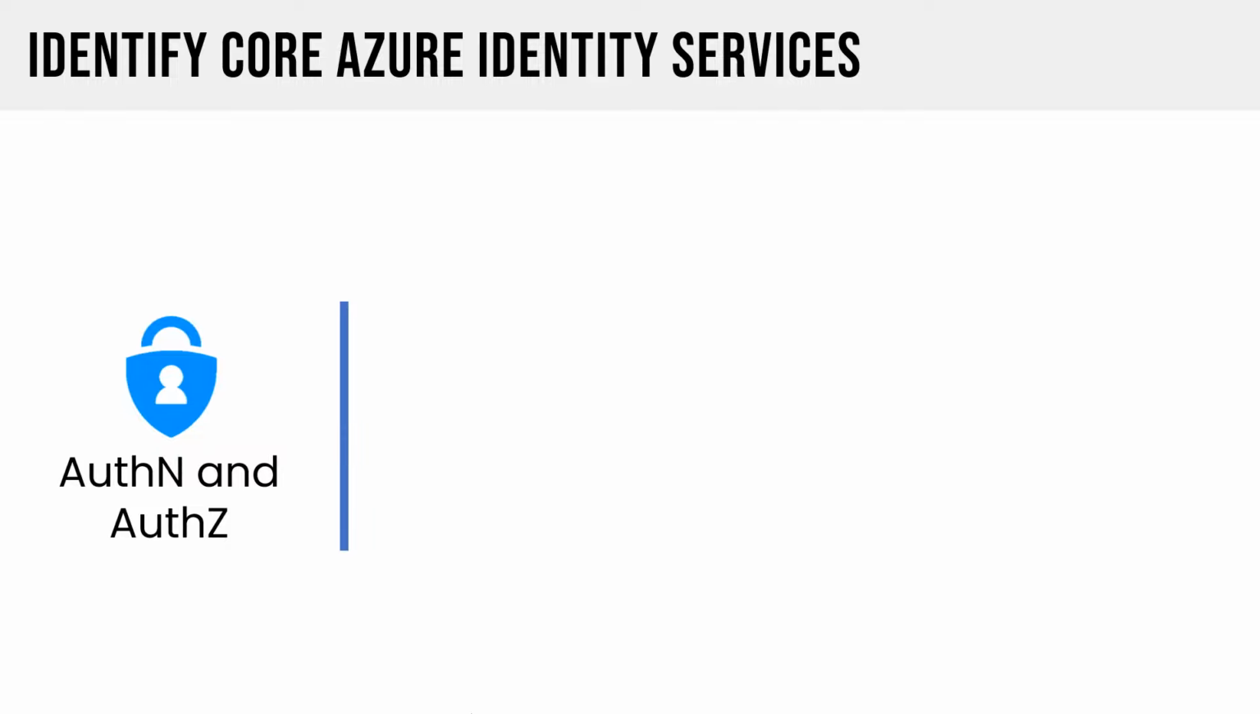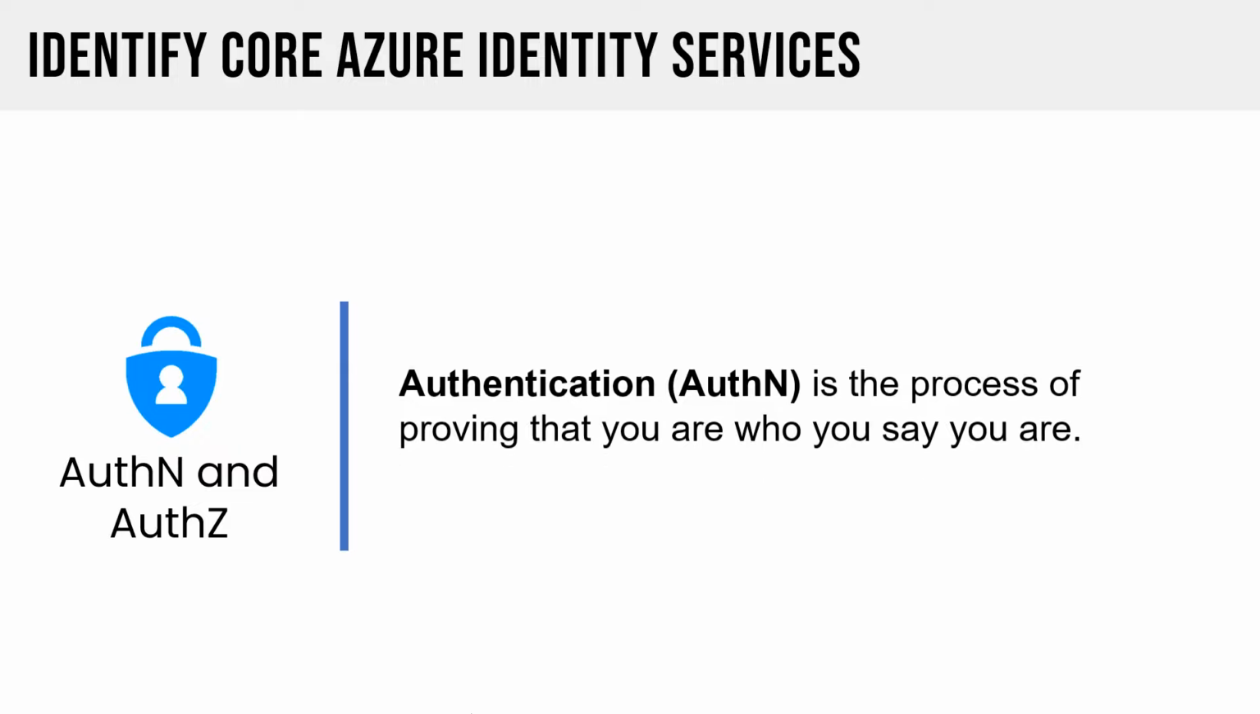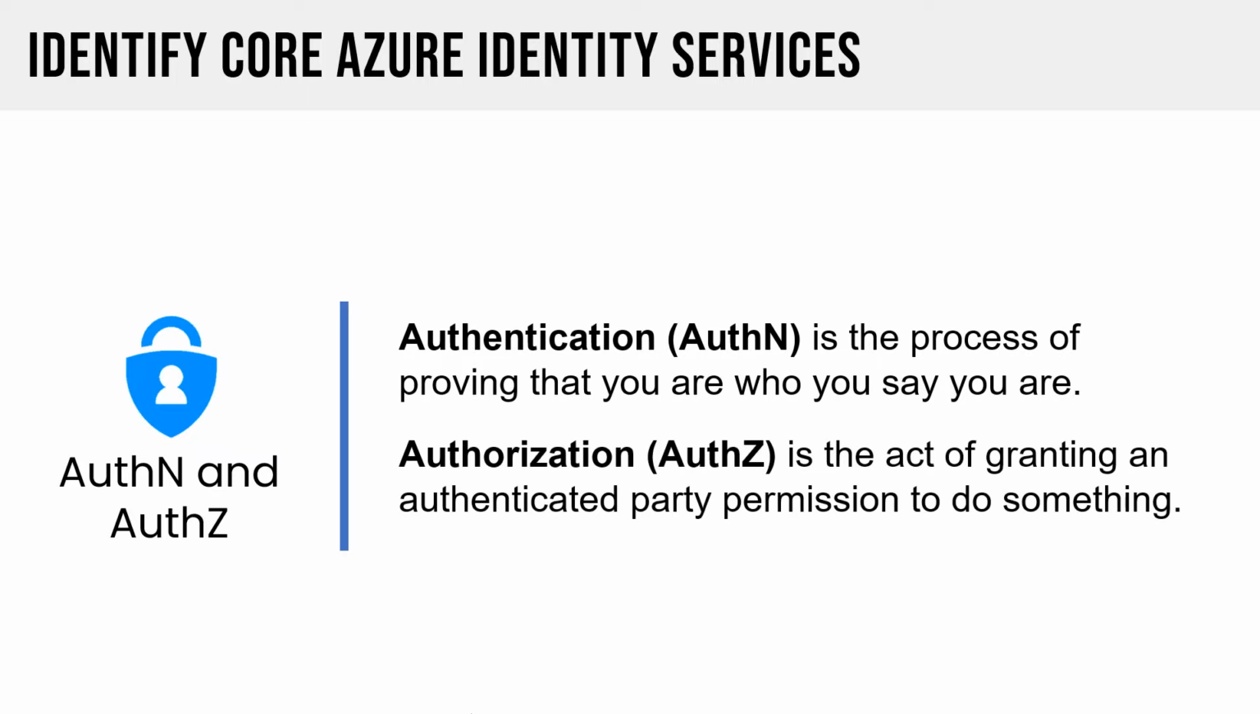So AuthN and AuthZ, so authentication and authorization. Authentication is the process of proving that you are who you say you are. And authorization is the act of granting an authenticated party permission to do something. So we have authentication, which is basically proving identity, and then authorization, which is the granting of access.